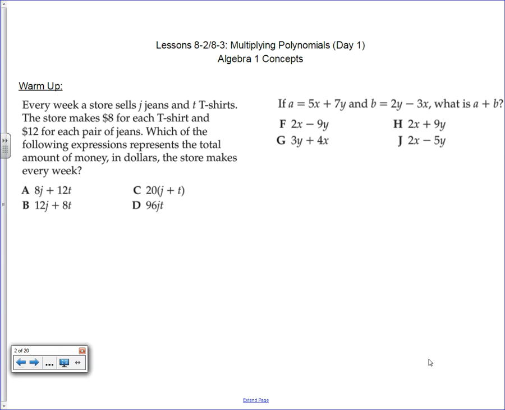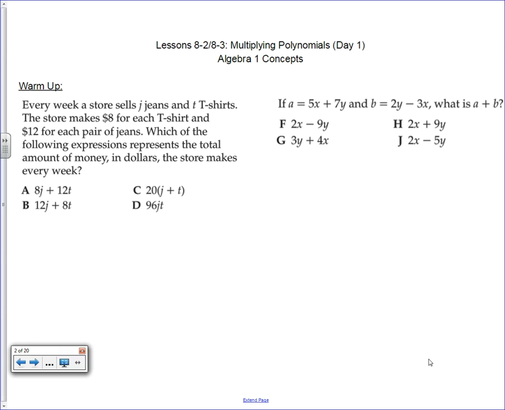Today we'll be going over lessons 8.2 and 8.3. You should have last night completed your homework on Google Classroom. It was a Google form that you had to complete over adding and subtracting polynomials. So today let's go ahead and start with this warm-up, and then we'll get into our multiplying polynomials that you see at the top of your page there.